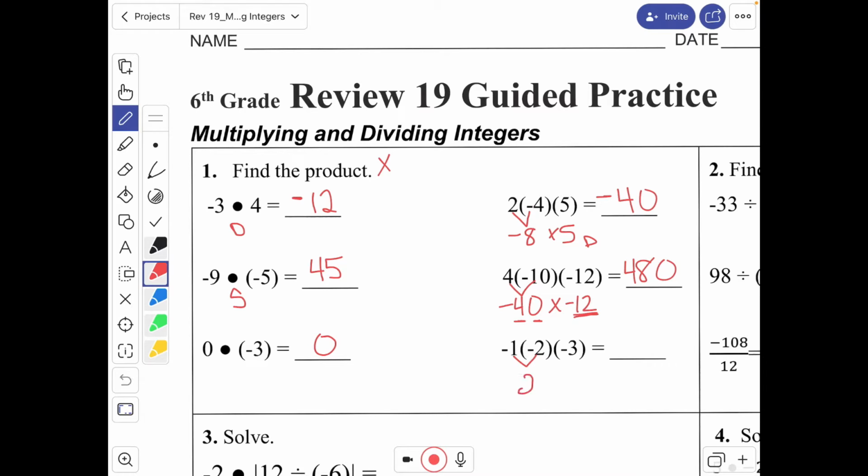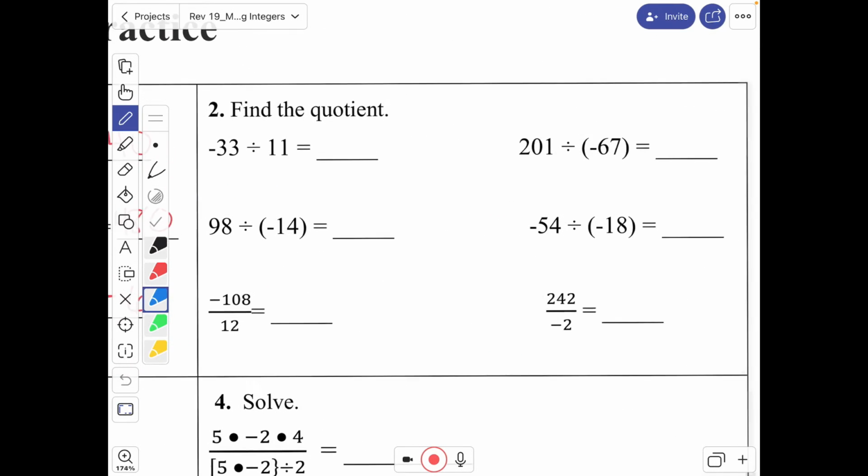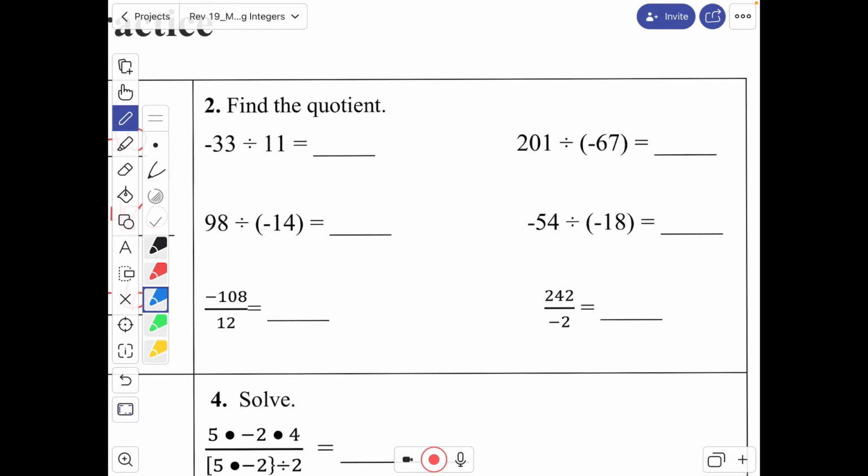-1 times -2, that makes +2. Then +2 times -3, different signs, -6. On number 2, we want to find the quotient. Quotient means the answer to division. So we have -33 divided by +11.